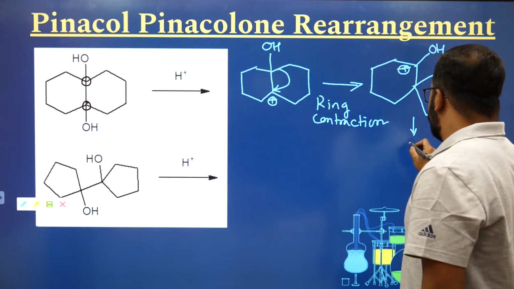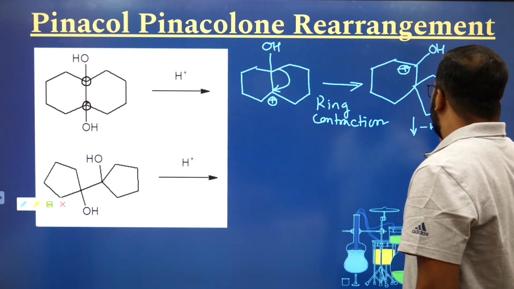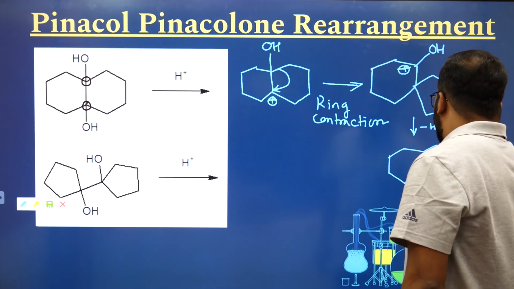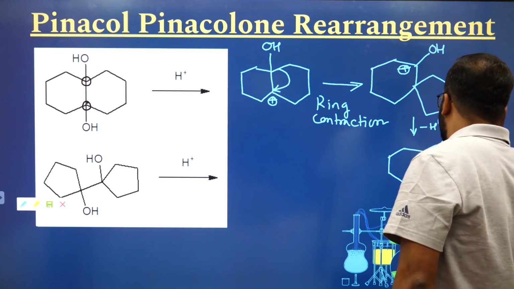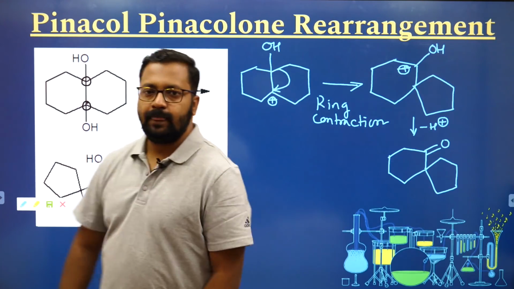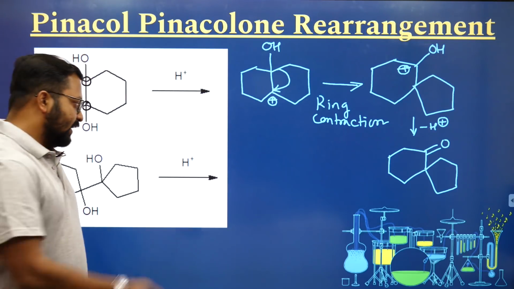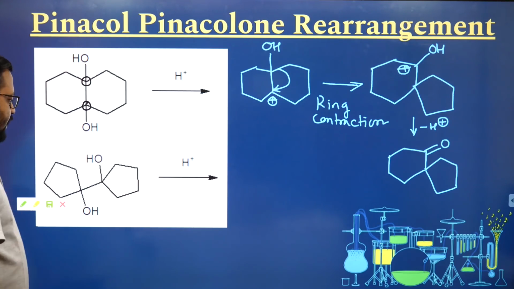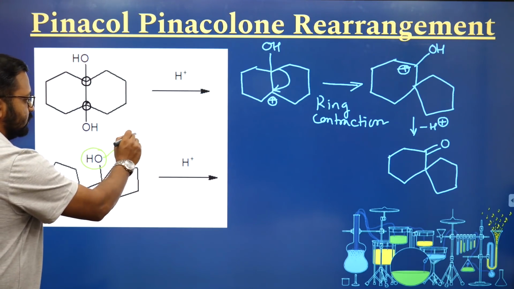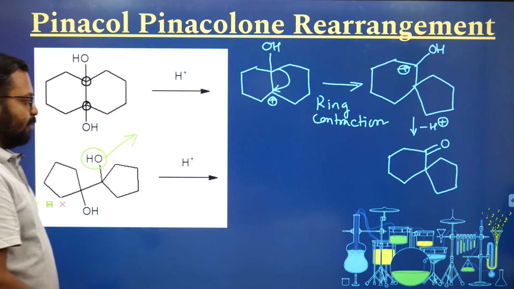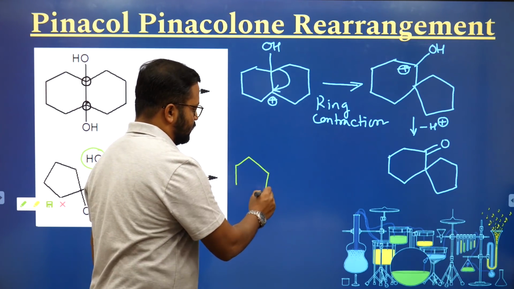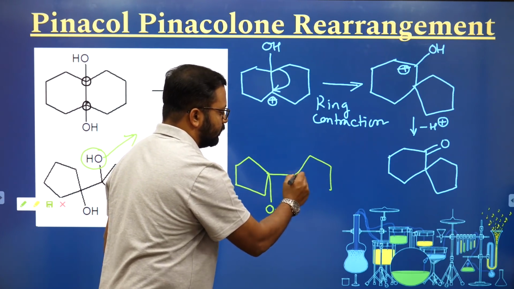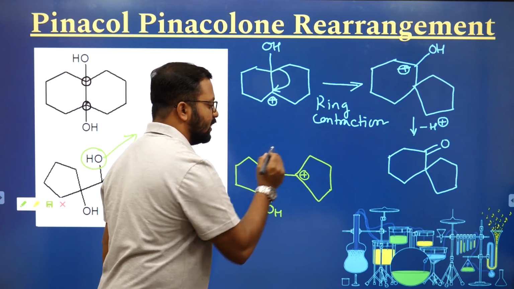I remove a H and I form a carbonyl compound. Okay? Let's look at what would happen over here. It is very easy to make. You remove the OH from one place, you'll get a carbocation, the 5-membered ring. You put a positive charge here.